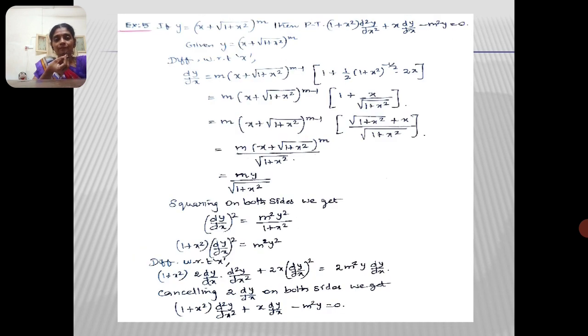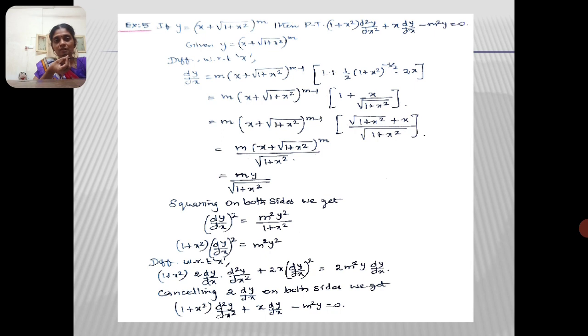Next example 5. If y equal to (x plus root of 1 plus x²) power m, then we have to prove (1 plus x²) d²y/dx² plus x dy/dx minus m² y equal to 0. So given y equal to (x plus root of 1 plus x²) power m, differentiating with respect to x, we get m into (x plus root of 1 plus x²) power m minus 1 into 1 plus 1/2 (1 plus x²) power minus 1/2 into 2x.